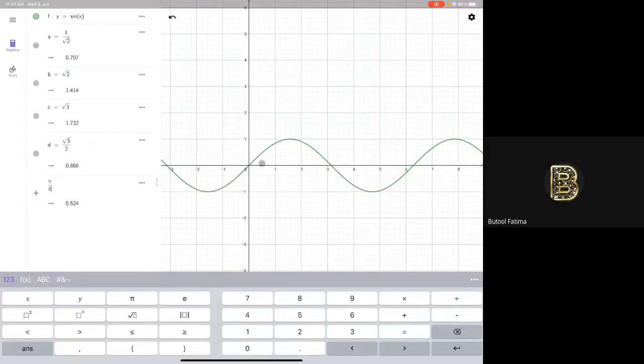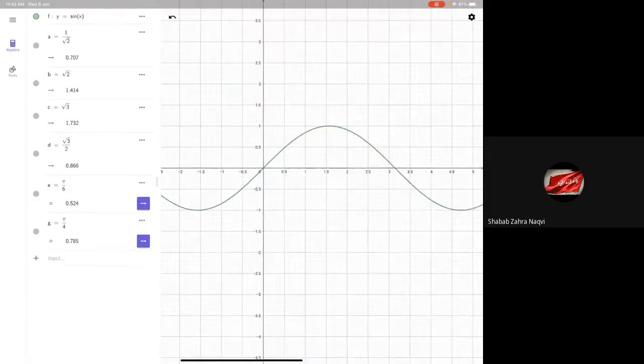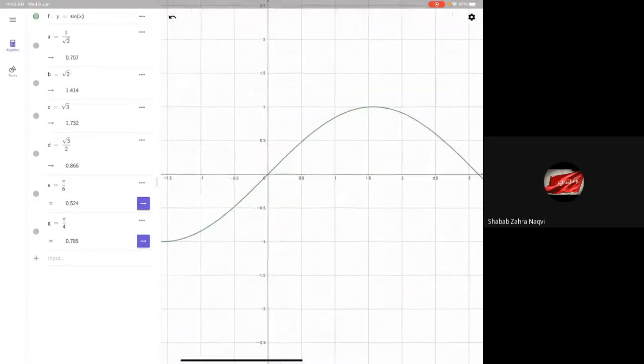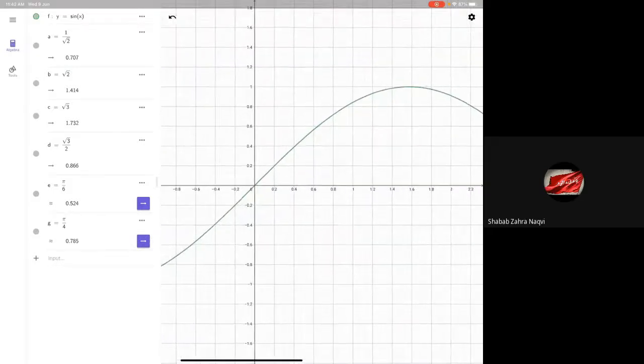And what is pi by 4? It is 0.78 nearly. If you look at the value of y for x equal to 0.785, it will be 0.7 nearly. Can you see that? So actually, you should imagine that those values are so and so. Now I'm zooming this.